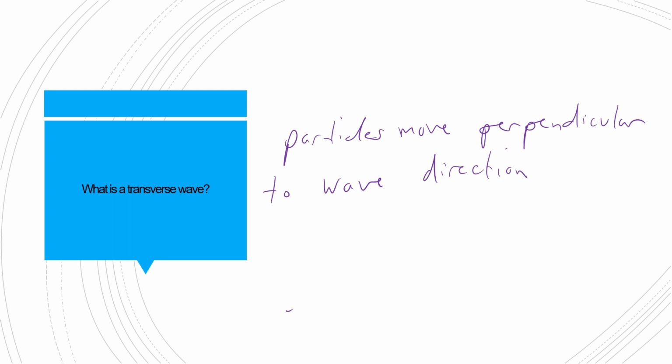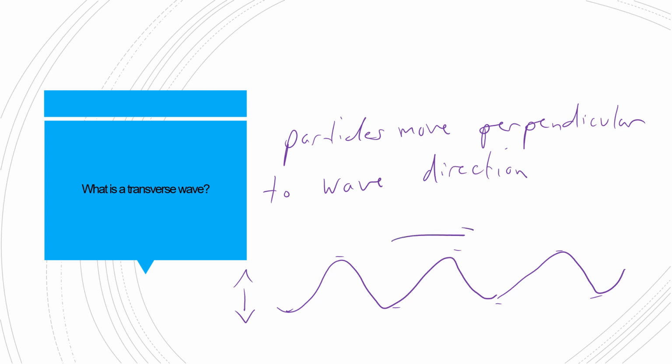So let me just show you real quick. Just draw a transverse wave for you. All right, here we go, going up and down. All right, so here's what's happening. The particles are moving up and down, but the wave is moving left and right. And so it does not move in the same direction.